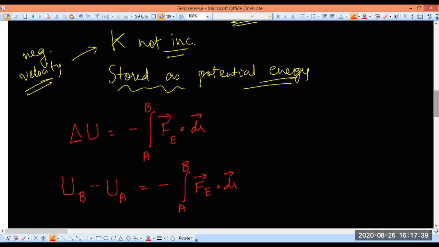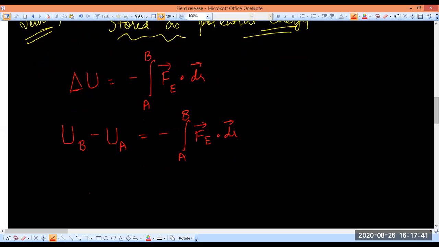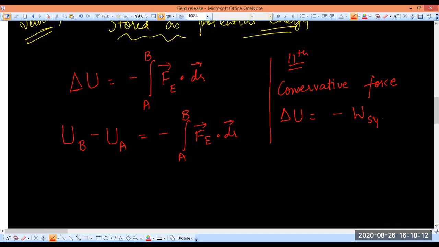So this formula is actually the formula of potential energy difference, right? This is the difference of potential energy. If you do remember, 11th standard stuff coming up, we learned that for a conservative force, the change in potential energy is always equal to the negative of the work done by the conservative force, or the work done by the system. How many of you remember this?